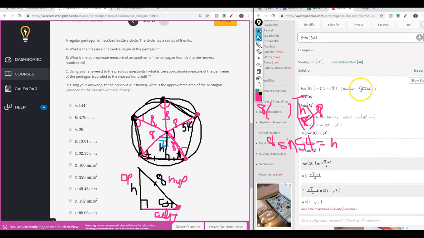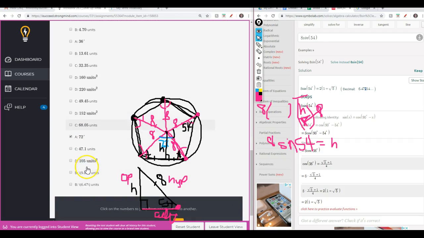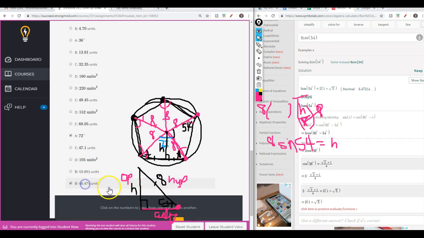So that gives us 6.472, and it is wanting us to round to the nearest hundredth. So this 2 would keep that 7 as a 7 since it's not greater than 5. So 6.47 units for B. 6.47 units right there.